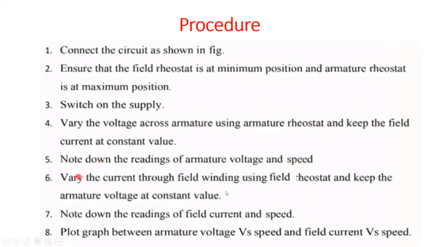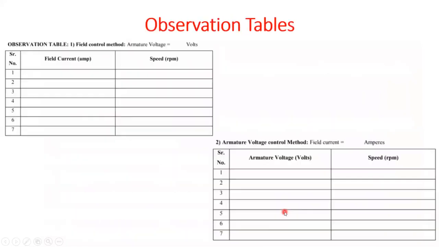Then vary the current through the field winding using the field rheostat and keep the armature voltage at a constant value. So we are now performing the second part of the experiment, that is the field weakening method. We have kept the armature voltage constant, and we have started reducing the field current. Then note down the readings of field current and speed, and plot the graph of armature voltage versus speed and speed versus field current.